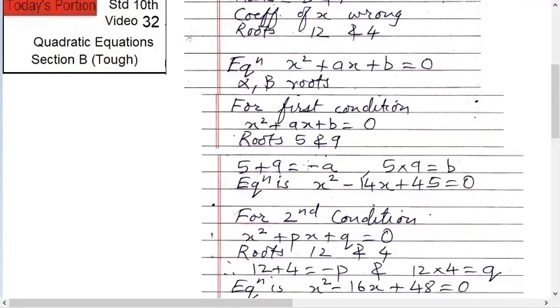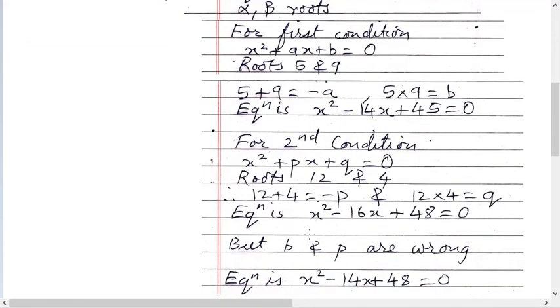So the equation here is 5 plus 9. Therefore take this minus sign on the other side. 9 plus 5 is 14 and it becomes minus 14. Okay, and 9 into 5 is 45. So it is c, right? Means this b over here. So what is the equation then? X square minus 14x plus 45, because b is 45 over here. So this is as per condition number 1.